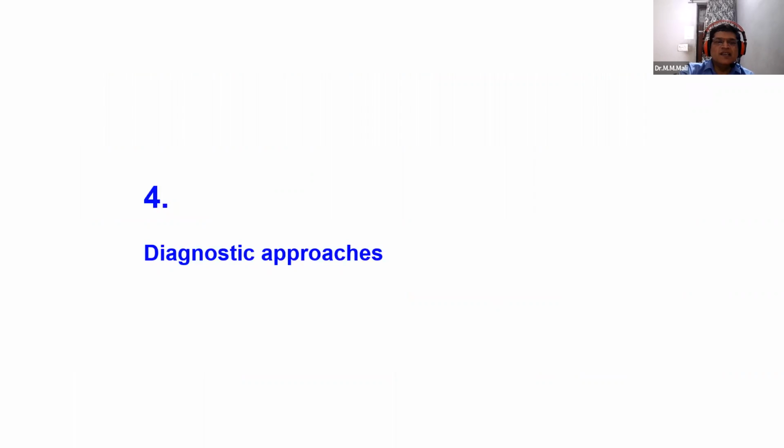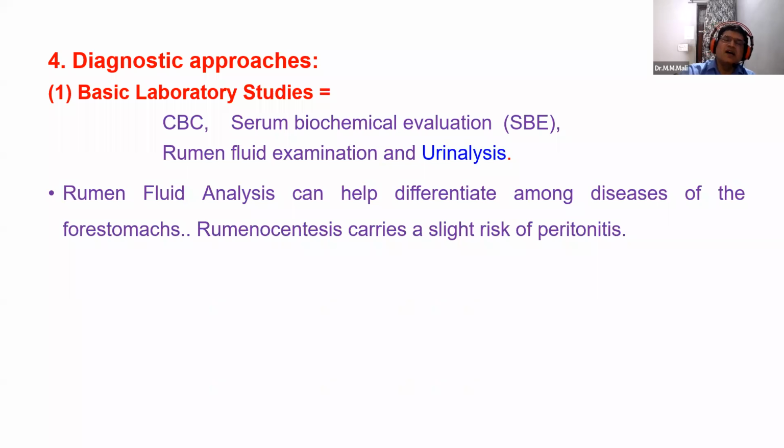Now coming to the next and last section, the diagnostic approaches for the diseases of the digestive system. There are certain basic laboratory studies that help in making the diagnosis. It includes the CBC, complete blood count, serum biochemical evaluation of electrolytes or some serum liver enzymes, examination of rumen fluid and urine analysis. These are always considered basic tests that help in making the diagnosis.